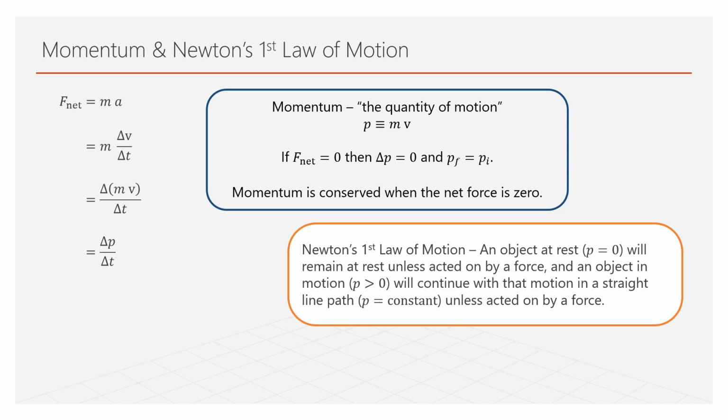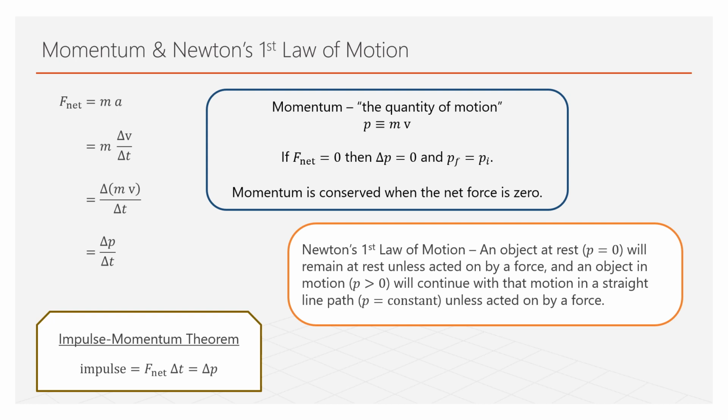We can now take Newton's second law and rewrite it. We'll take it and multiply both sides by delta t, and we get a new quantity called impulse, and that gives us the impulse momentum theorem. Impulse, which is force times the time interval, is equal to the change in momentum.